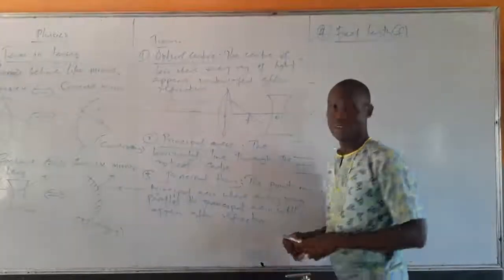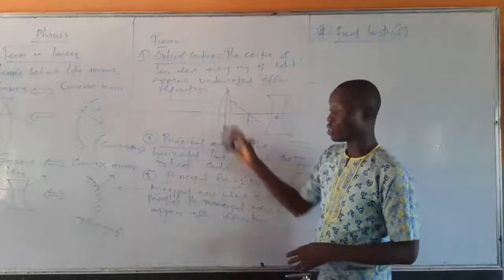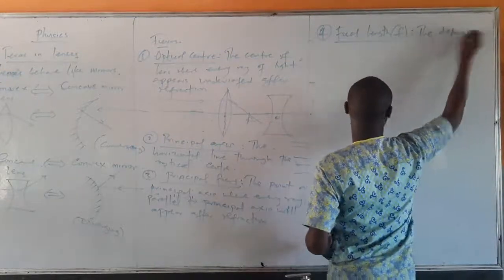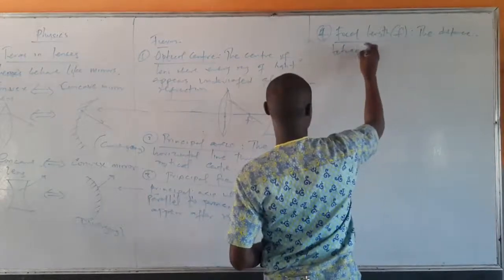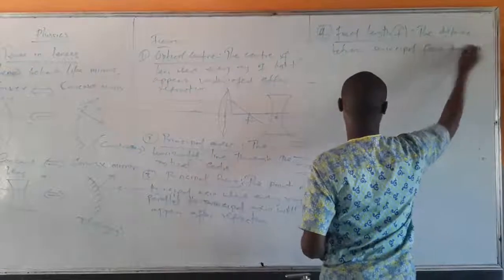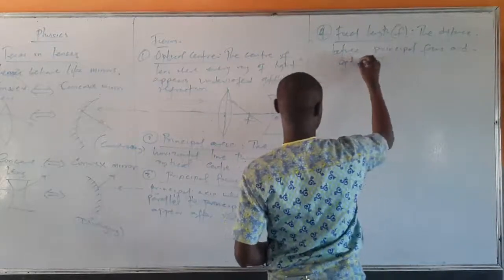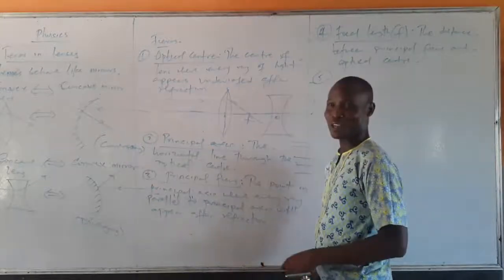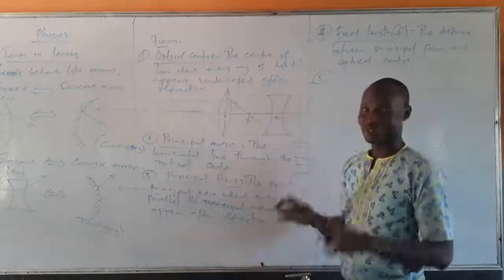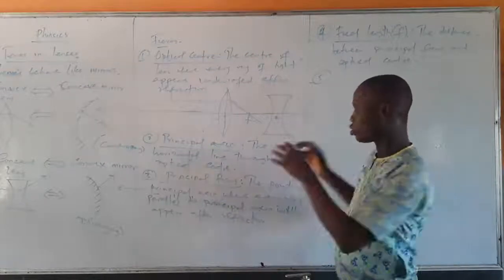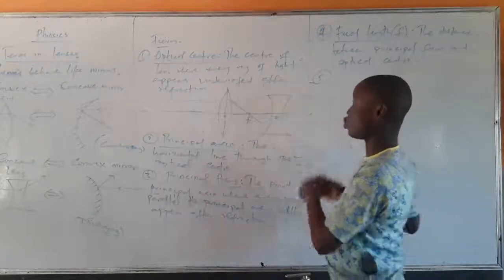The focal length F is the distance between the principal focus and the optical center. I will leave you to define the other two. Remember, the definition is not difficult. All you need to do is remember the same definitions we gave for mirrors and change some key terms to suit lenses.